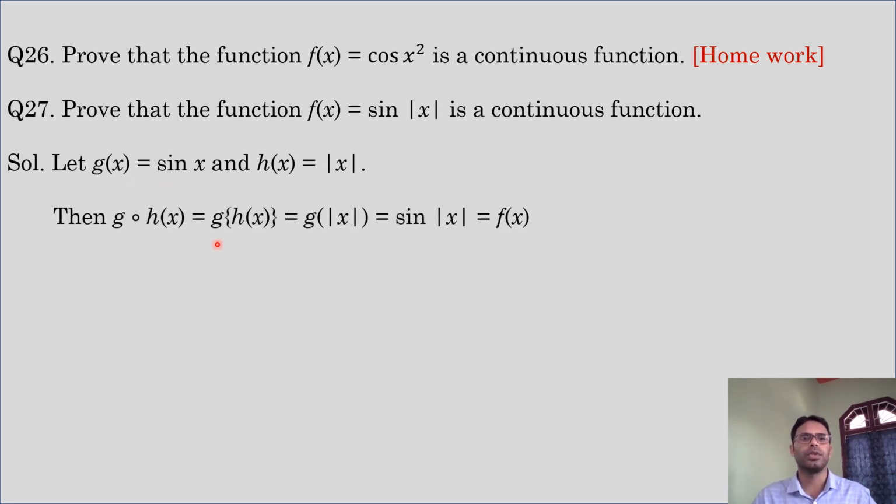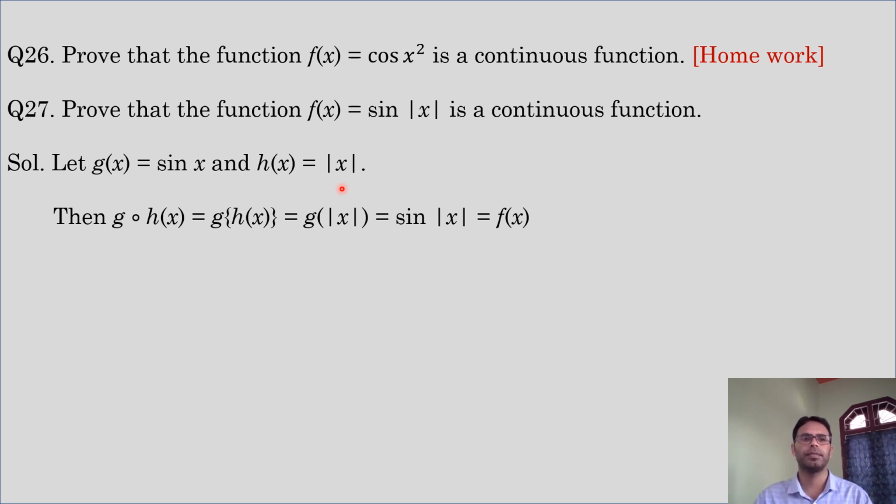Okay, so (g∘h)(x) equals g(h(x)), and h(x) is mod x. Then go to the definition of g. If it is g(x), then it is sine of x, but this time it is g of mod x, so you should write sine of mod x, and sine mod x is actually f(x), you see here. It is actually f(x).